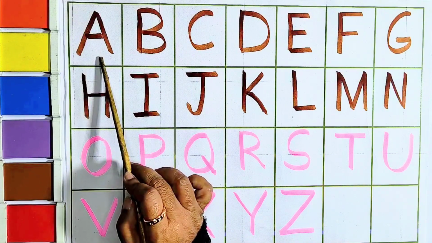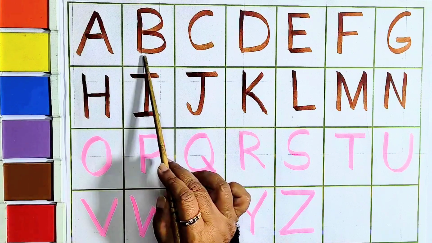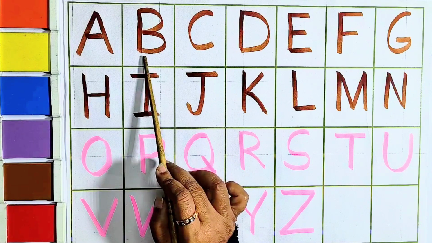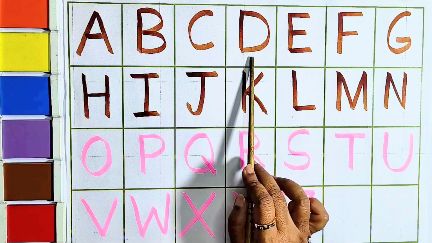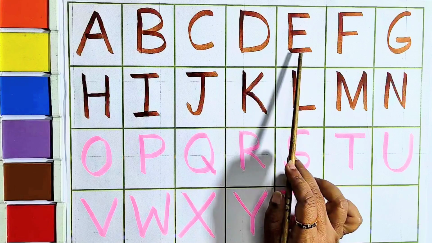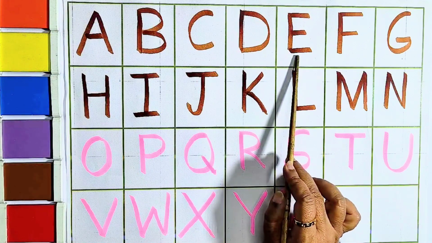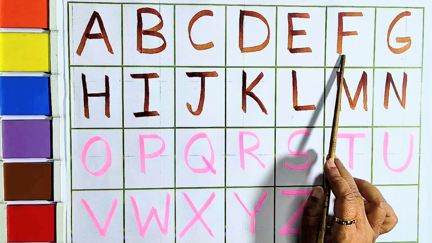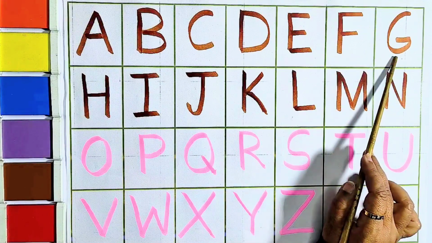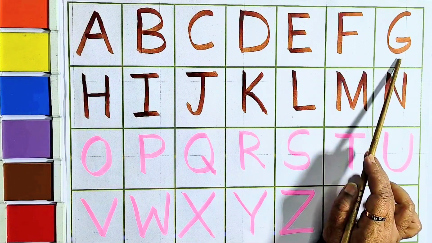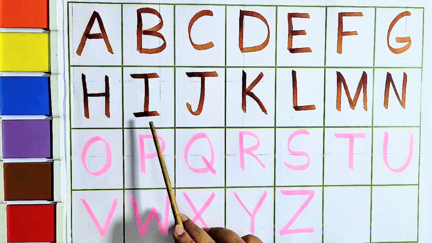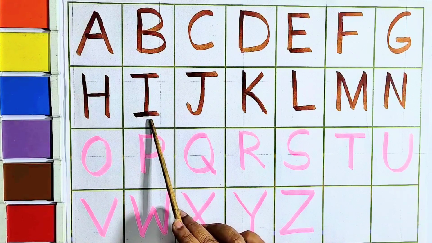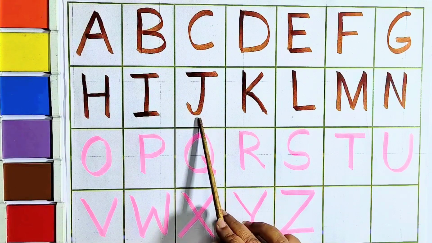A for apple. B for ball. C for hat. D for doll. E for elephant. F for fish. G for goat. H for hen. I for igloo. J for jug.